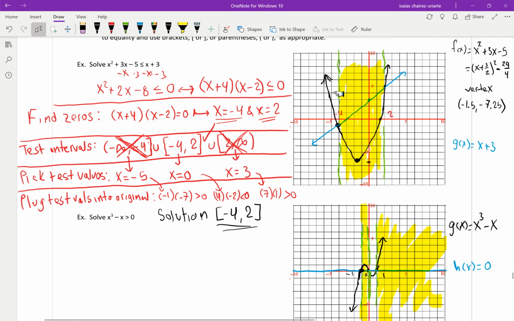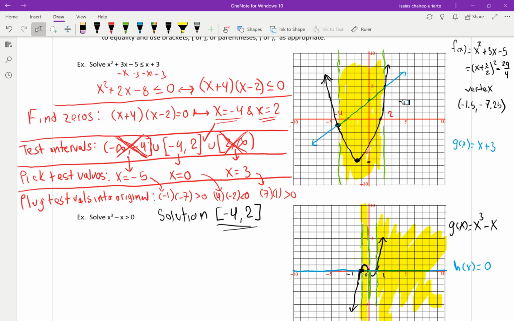So that's why I have highlighted the region between -4 and 2, because that's where x plus 3 is above the quadratic x squared plus 3x minus 5. See, in this region from -4 to 2, that's where my blue line is above this black little parabola. And that's what the picture is saying, yeah? So this is another way of solving this.